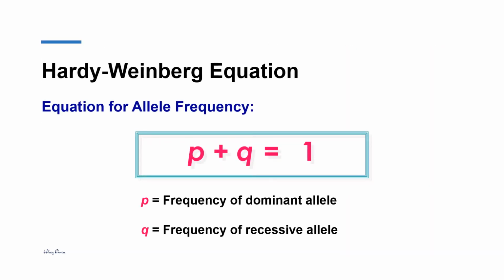For Hardy-Weinberg, when a population achieves genetic equilibrium, it can be calculated through the Hardy-Weinberg equation. The first Hardy-Weinberg equation is related to allele frequency, where the lowercase letter p is the symbol for the frequency of the dominant allele, and the lowercase letter q is the frequency of the recessive allele. If the population achieves genetic equilibrium, the total of these two frequencies will become 1.